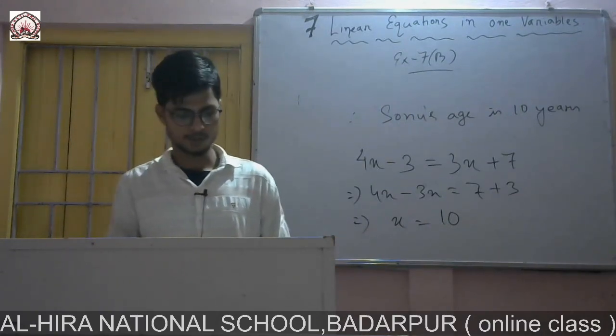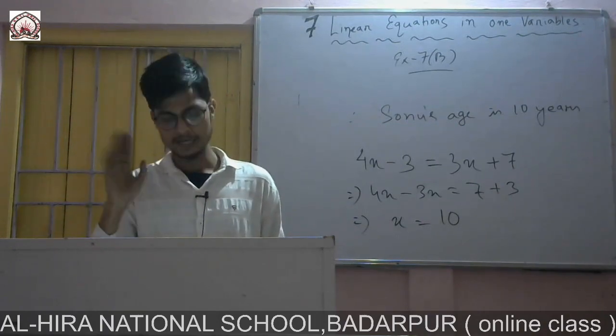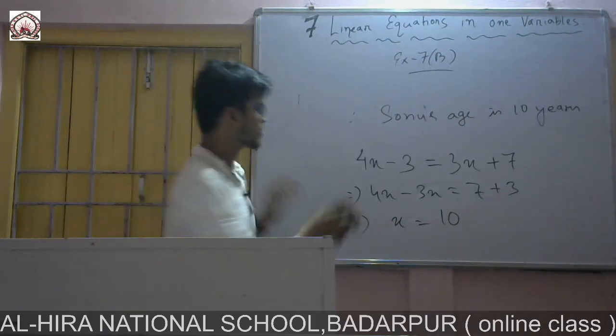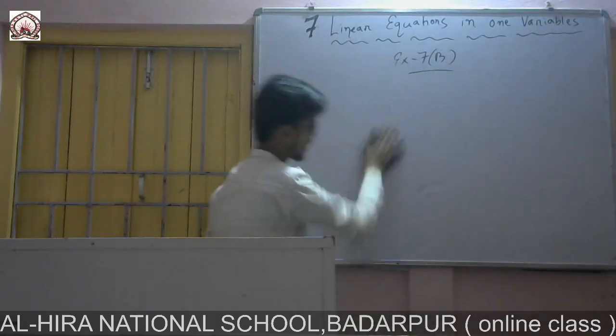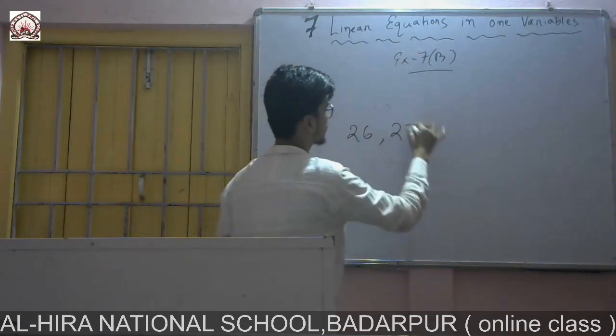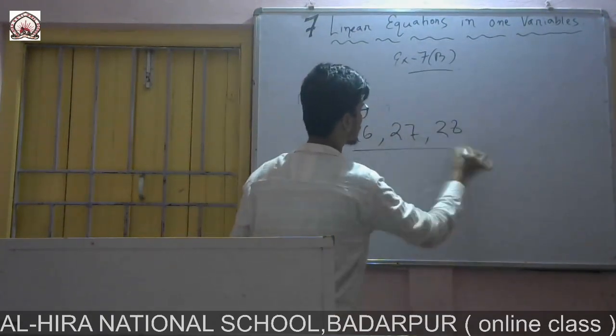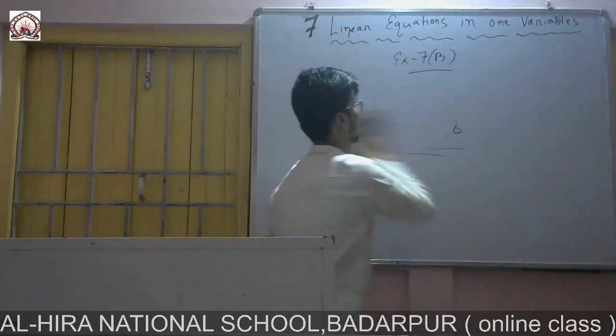Okay, now you see question number 15. Find 3 consecutive numbers whose sum is 81. Consecutive means just one after the other. If I write 26, then the other numbers will be 27, 28. So these are consecutive numbers, just one after another. If I add 1, I will get the next number.